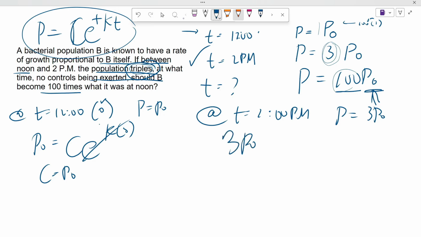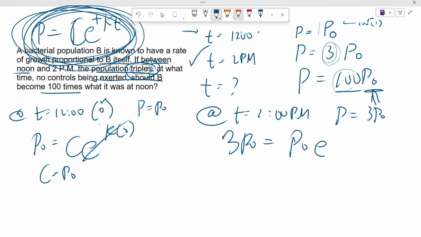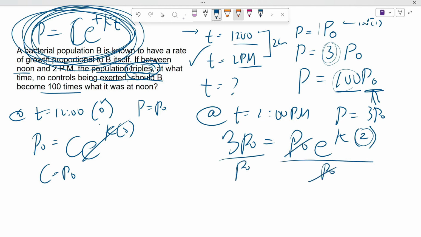This is the formula, guys. I'm just substituting, plug and play lang. 3P_O equals C, which is P_O, e raised to k. Our time is 2 hours, the difference of 12 o'clock and 2 p.m. Divide by P_O and cancel. We get 3 equals e raised to 2k. So take ln of both sides.